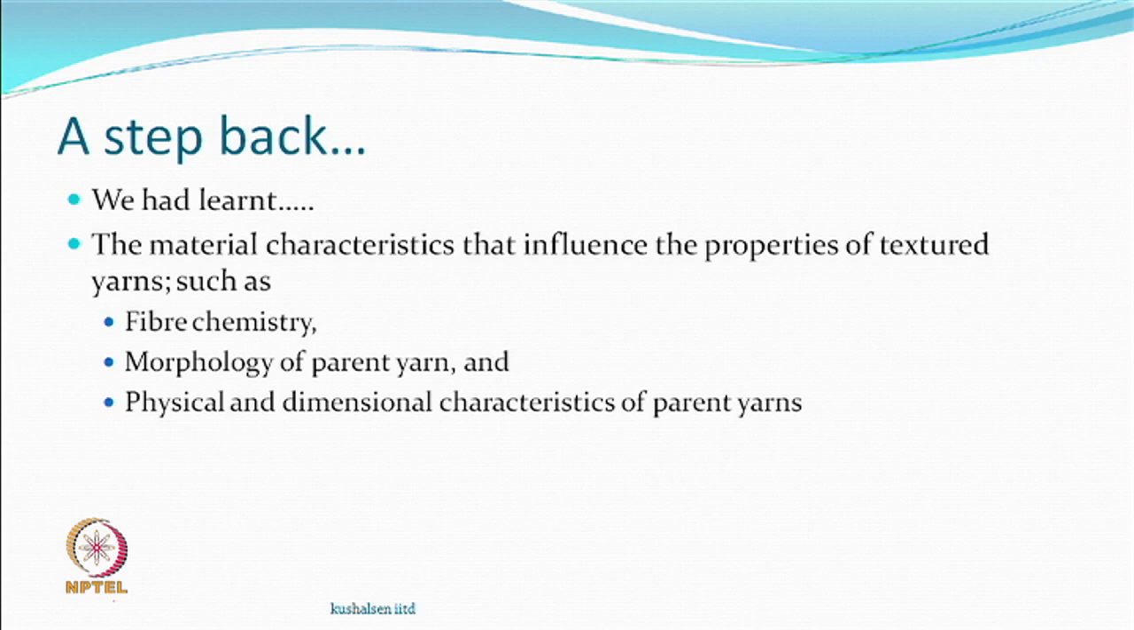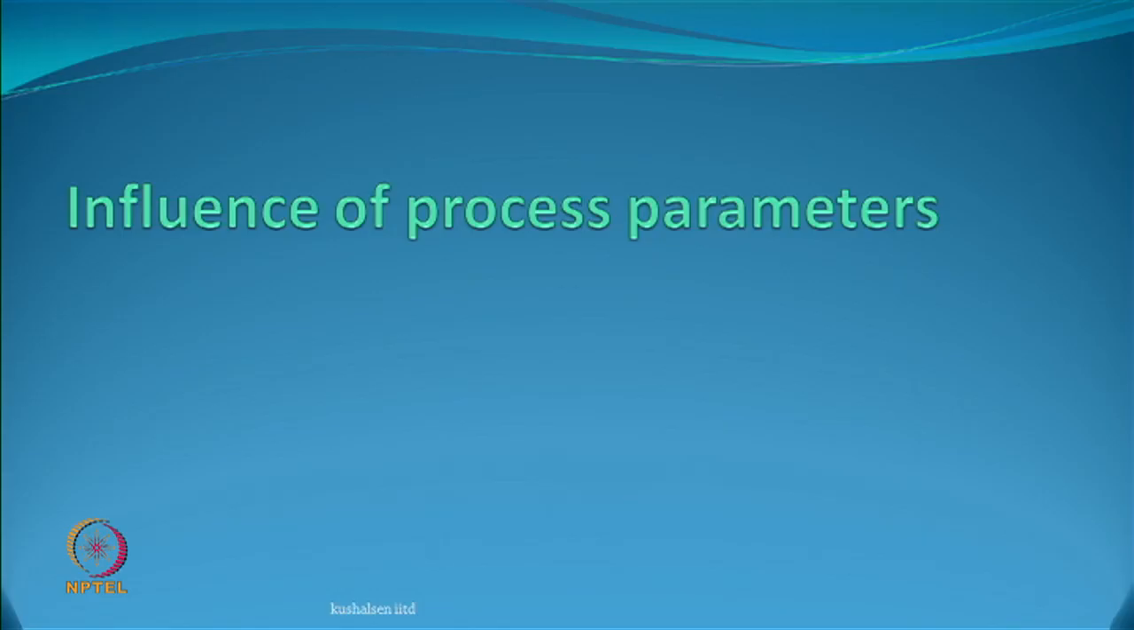So, we are still on false twist texturing, and we have covered material parameters and their influence, and today we will concentrate on process parameters. So, we had seen the effect of fiber chemistry, morphology of parent yarn, and physical and dimensional characteristics of parent yarn and their likely influence on the properties of textured yarns. So, we come now to the process parameters.